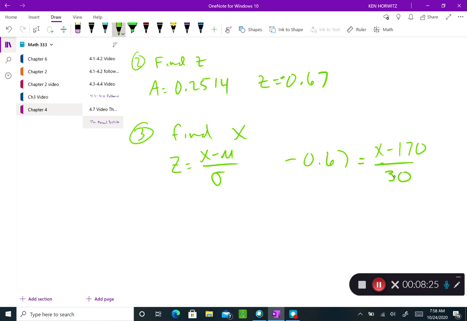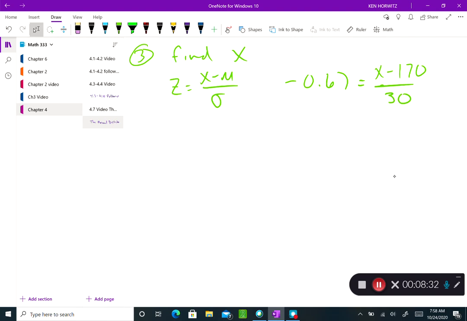All right, so again, it's just a little bit of algebra. So I hope you had very little difficulty finding x. I got x equals 149.9. So since we can't have 0.9, we really don't measure cholesterol in tenths. We're going to round to the nearest whole number.